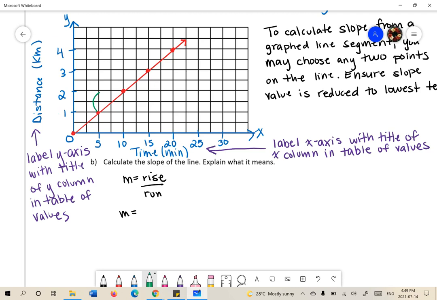Also pay attention to how the x-axis is numbered. 2 grid lines represents 5 minutes. So my run here is 5. So we're rising 1 and we're running to the right 5.